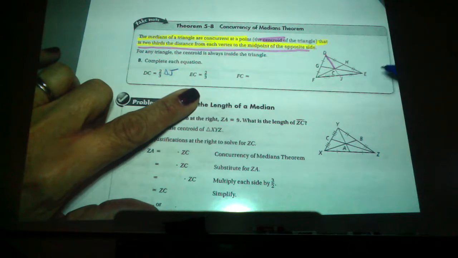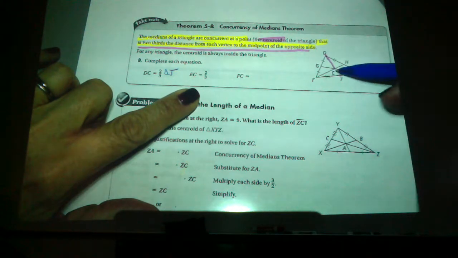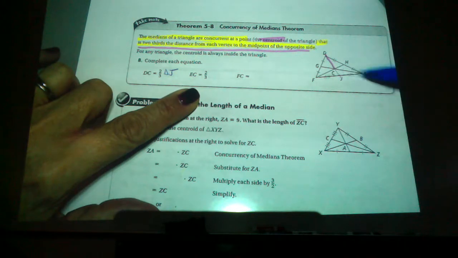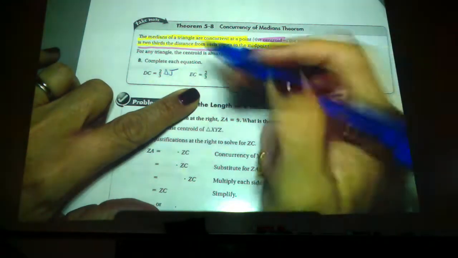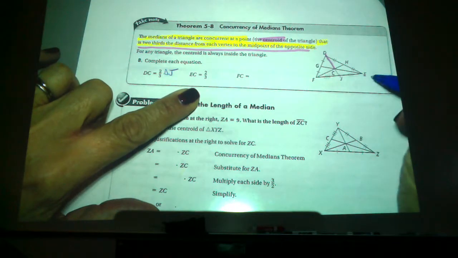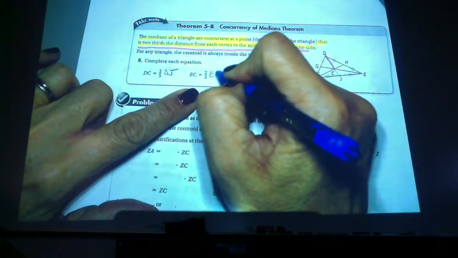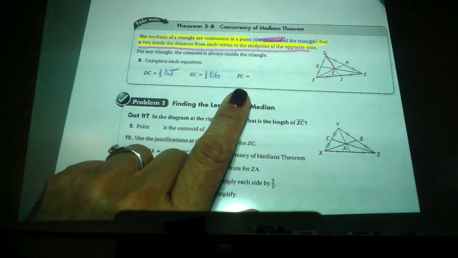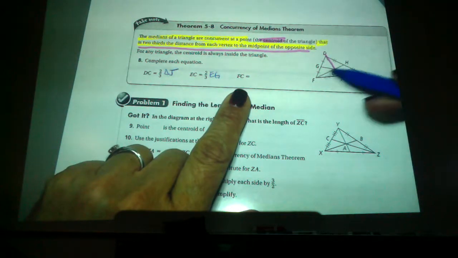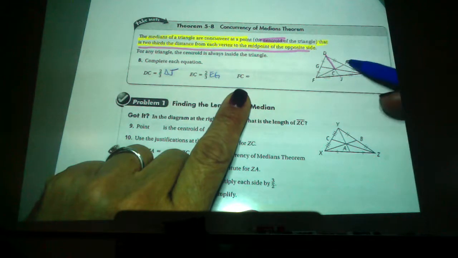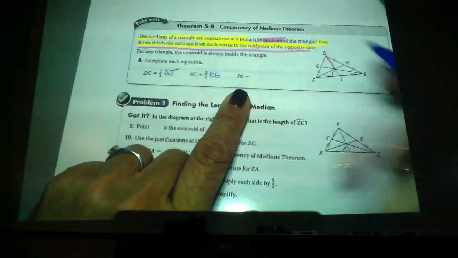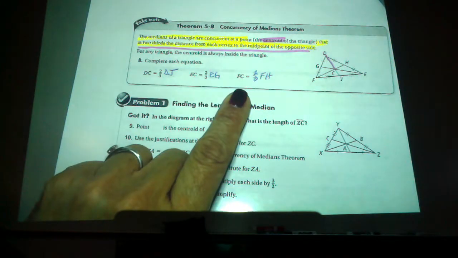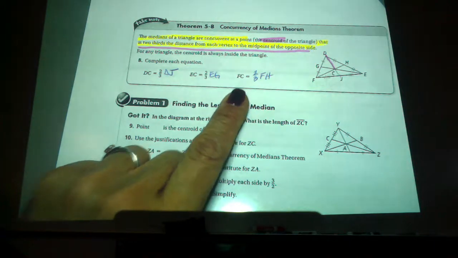EC, which is this piece here, you can see it's the longer piece out of the 2 pieces that are created by that point of concurrency. So EC is the longer piece. It's equal to 2/3 of the entire median, EG. So what would you say about FC? It's equal to what? 2/3 of FH, the whole length. That's going to become important when you're solving some things today.